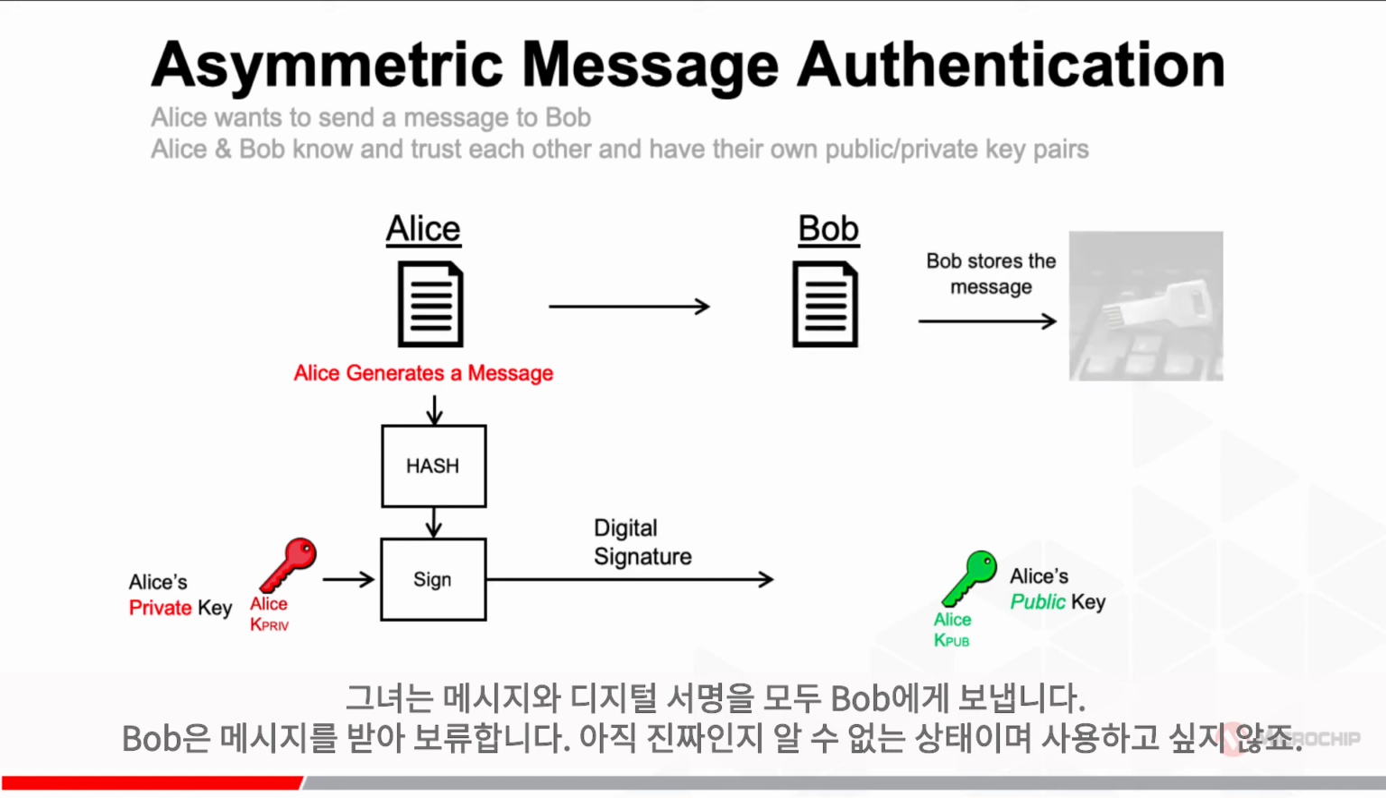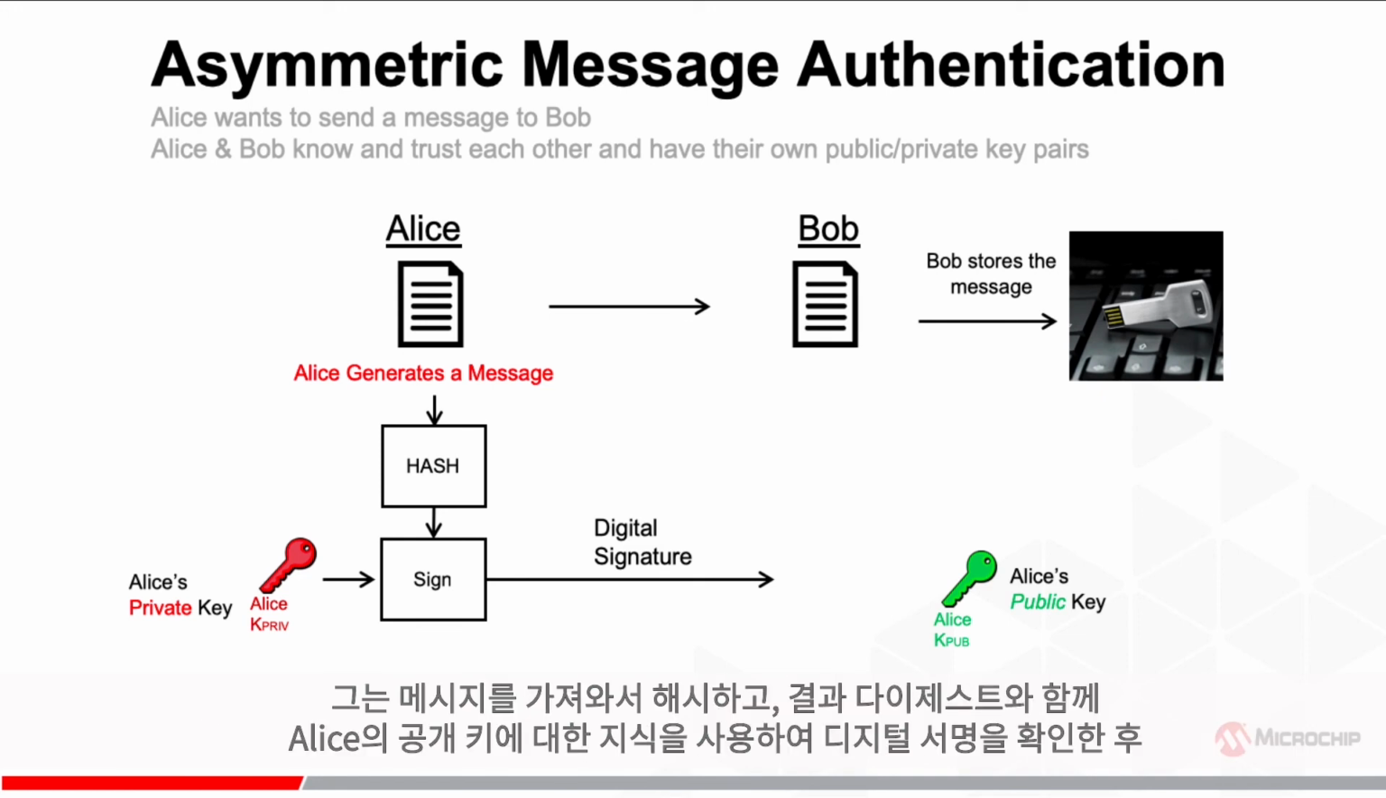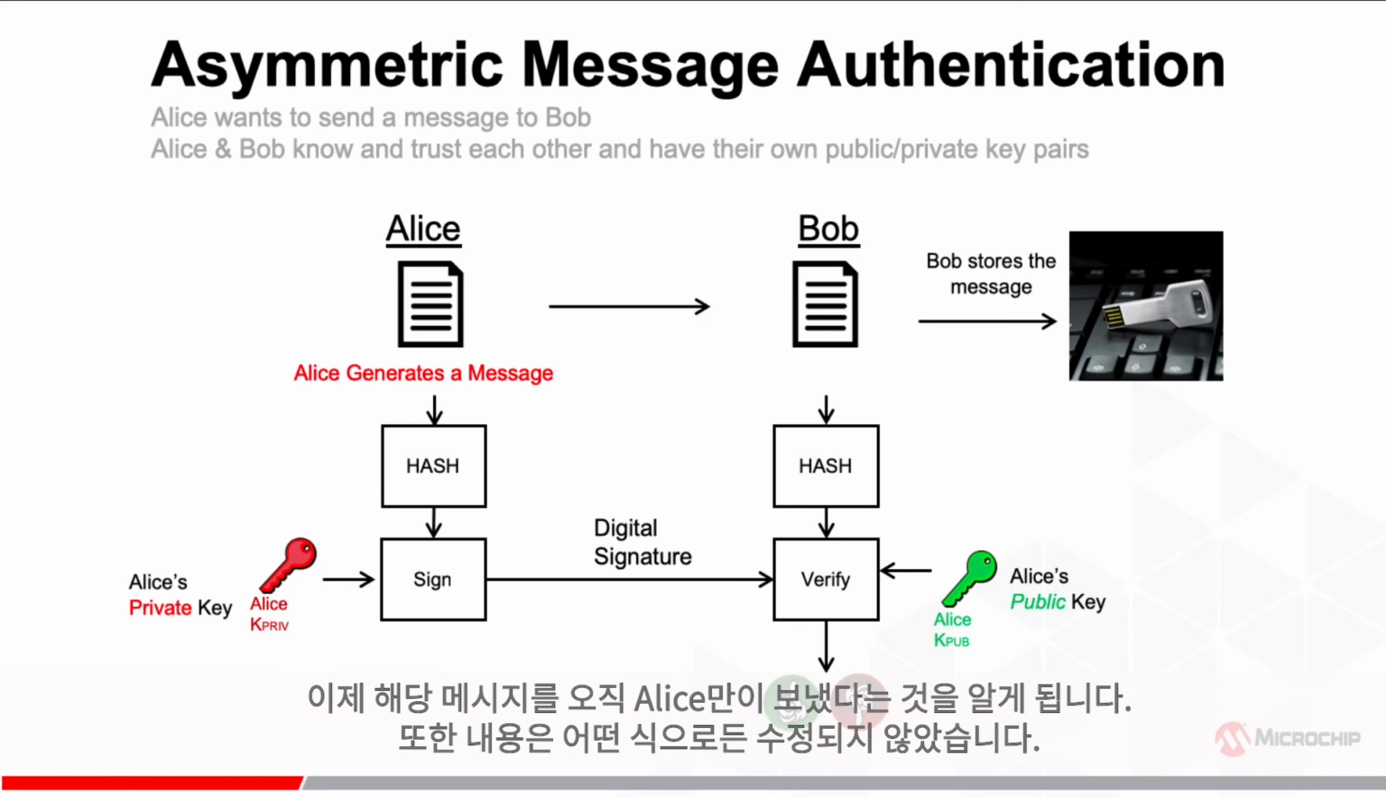Bob takes the message, saves it on the side. He doesn't know if it's genuine yet. He doesn't want to use it. He takes the message, hashes it, uses the resulting digest along with knowledge of Alice's public key to verify the digital signature. And now he knows the message came from Alice, nobody else but Alice, and also the content was not modified in any way.